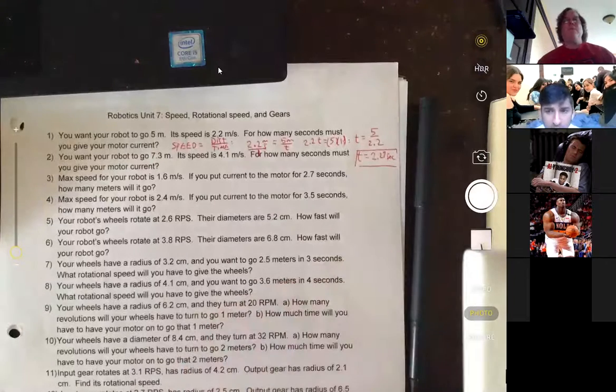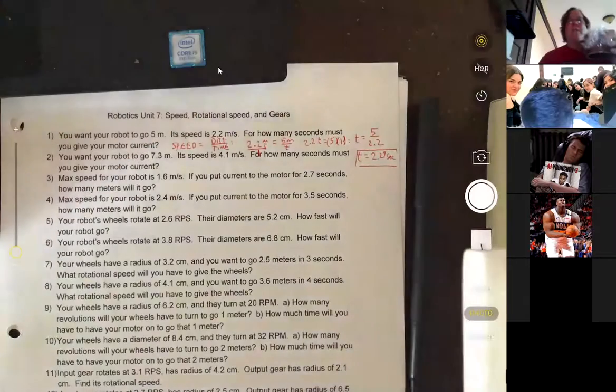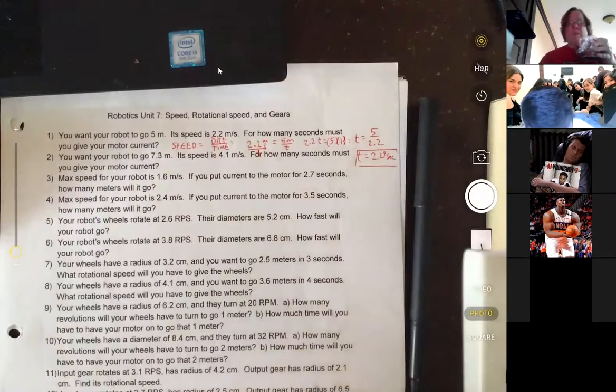So what I'd like everyone to do now is try number 2. You want your robot to go 7.3 meters. The speed's 4.1 meters per second. How many seconds do you have to give your robot current? Give it a try. Let's see if you guys get the right answer. And by the way, if you have a copy of this, the answer is on the bottom of the sheet.